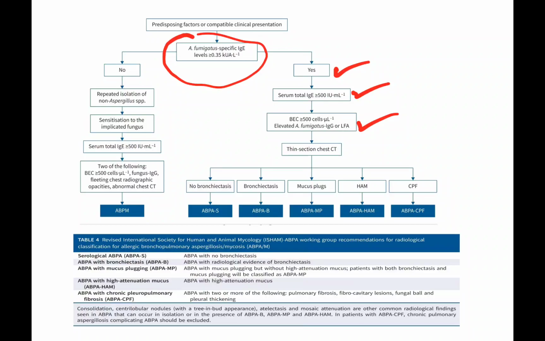CT scan patterns are mentioned as 1, 2, 3, 4, 5. That is ABPA-S if there is no bronchiectasis, ABPA-B if there is bronchiectasis, ABPA-MP for mucus plug, ABPA-HAM, and ABPA with chronic pleuropulmonary fibrosis, that is ABPA-CPF. So these are the 5 categories based on the CT scan.